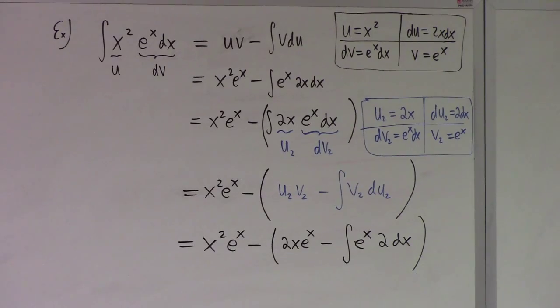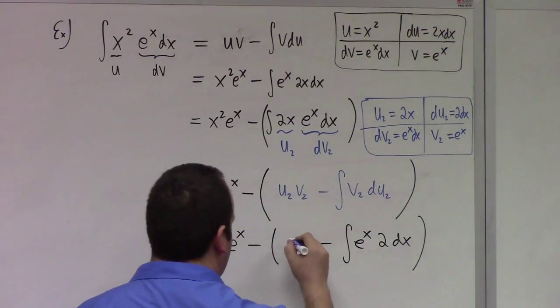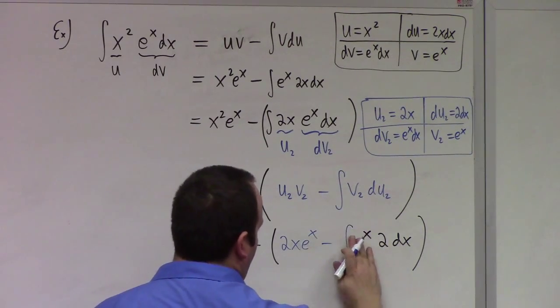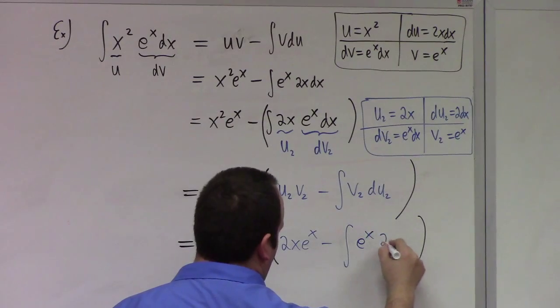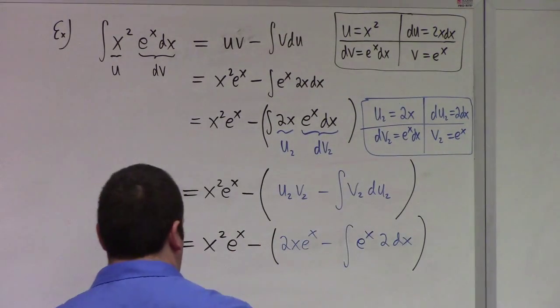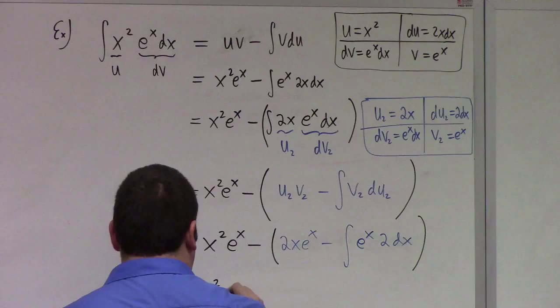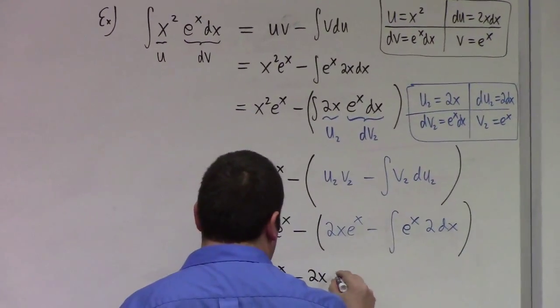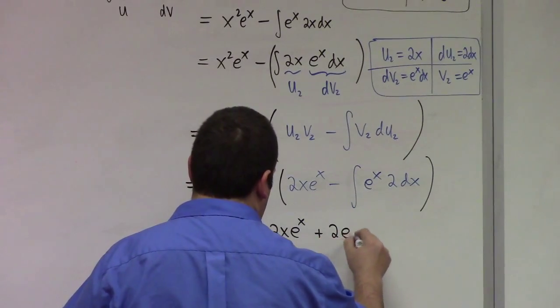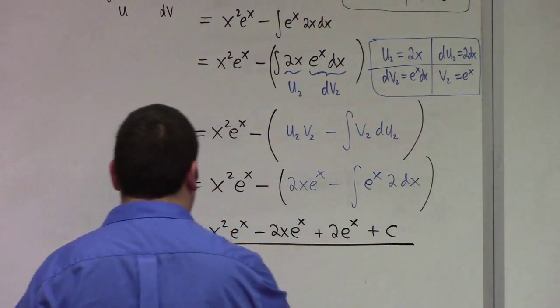Sorry, it should have been blue. All right, it's bothering me. I'm going to fix it. There, it's better. And then this is the integral of 2 times e to the x. That's just 2e to the x, right? So we're done. We get x squared e to the x minus 2x e to the x, minus minus gives me plus 2e to the x, plus a constant. And there you have it.